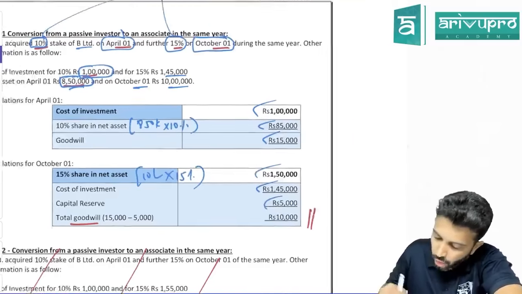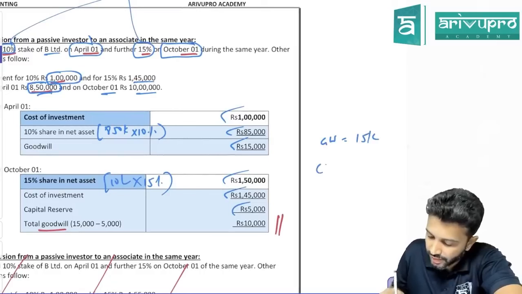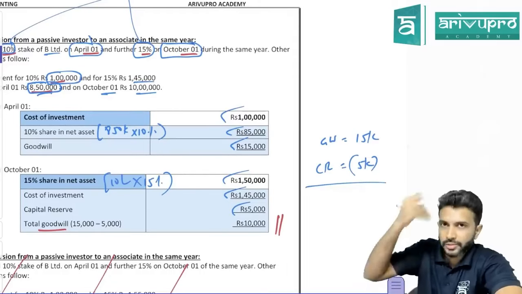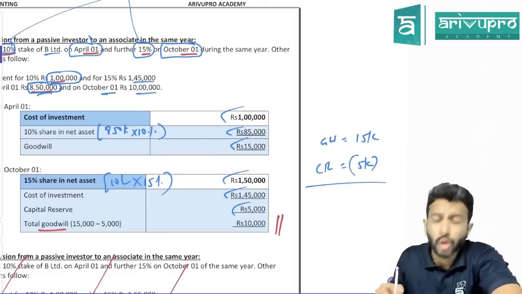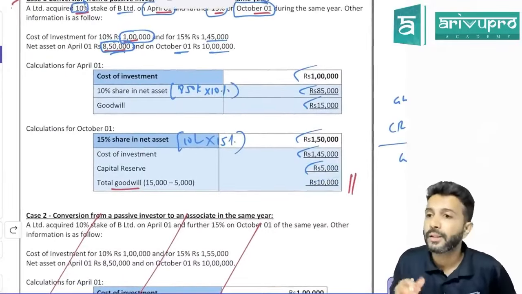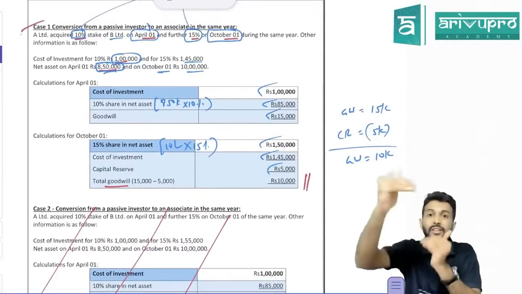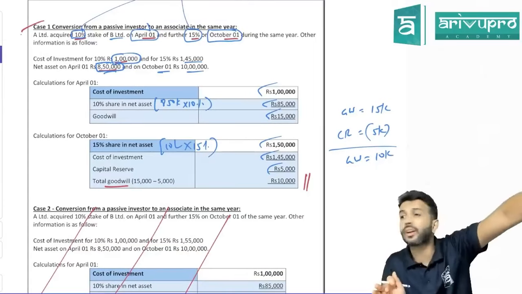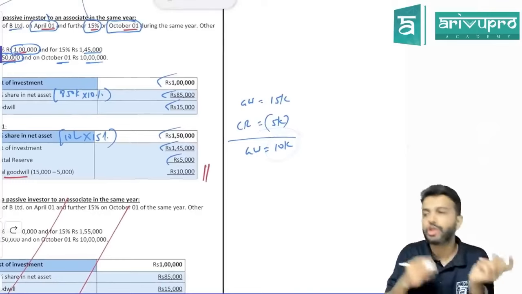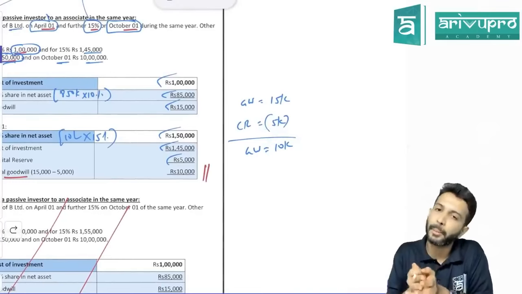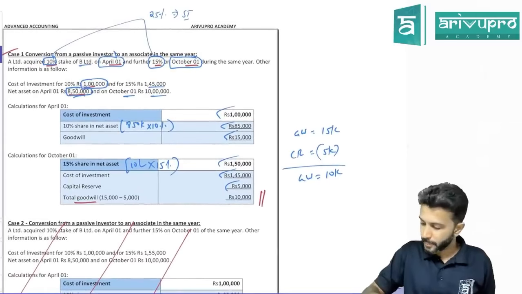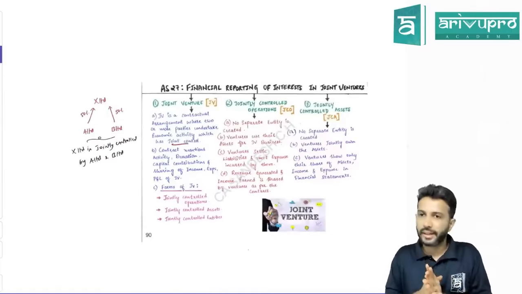First scenario, we got a goodwill of 15,000. Second scenario, we're getting capital reserve of 5,000. Net them off. Goodwill is 15, capital reserve is 5. Which is higher? Goodwill. That means you show net goodwill as 10,000. So if you get significant influence in stages, for each stage calculate goodwill or capital reserve separately and then finally net them off. If the netted off number is a goodwill, show it as goodwill. If it is a capital reserve, show it as capital reserve. Easy. So this is the problem that can come in your AS 23.